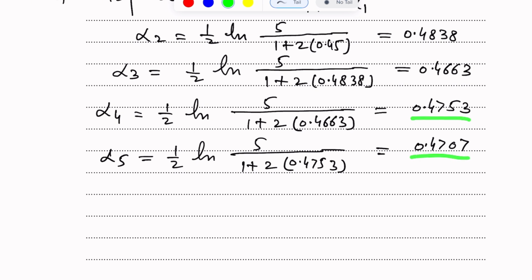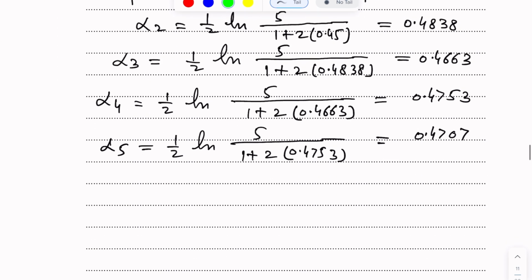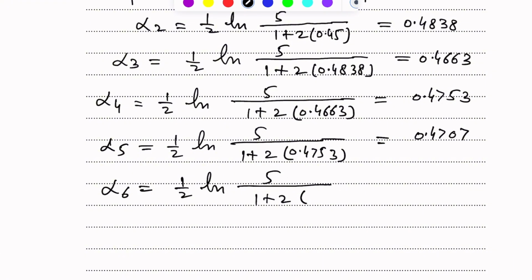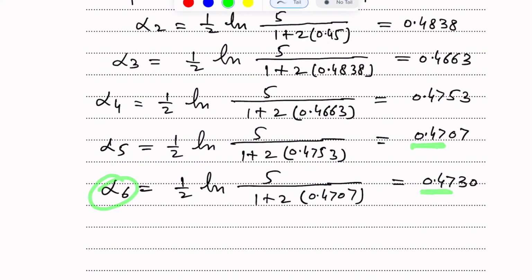So far these are the different iterations. Here, correct to 2 decimal places, the answer is not the same, so it is not converging yet. We have to find the answer correct to 2 decimal places, and the answers are still different, so we need to find one more iteration, that is alpha 6: 1 over 2 log 5 over 1 plus 2 into alpha 5, that is 0.4707. We get 0.4730. Now clearly alpha 5 is 0.4707, which correct to two decimal places is 0.47, and alpha 6 correct to two decimal places is also 0.47.